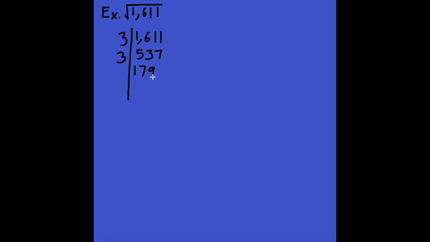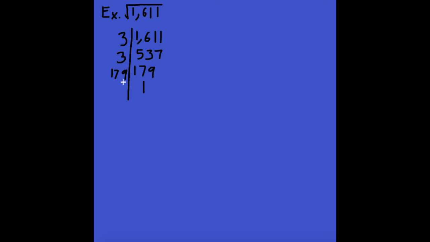Then, we see which prime factors go into 179. 2 doesn't go into 179. 3 doesn't go into 179. 5 doesn't go, 7 doesn't go, 11 doesn't go, 13 doesn't go, 17 doesn't go. You'll notice that the only prime number that goes into 179 is 179. So we write 179 on the left line. 179 divided by 179 is 1. So we have 3, 3, and 179 on the left side.